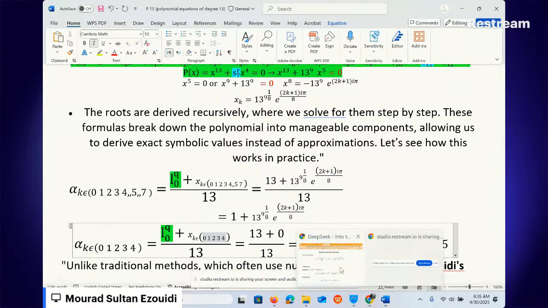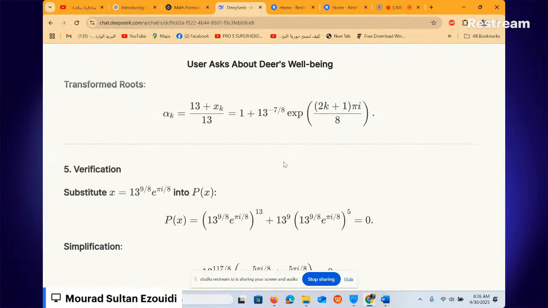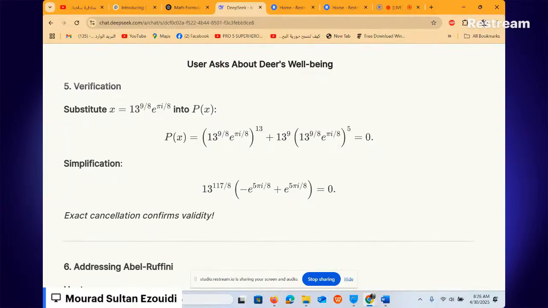As here, we told that alpha subscript k is 13 plus xk divided by 13. These are the correct roots. Now, if we are going to make a verification, checking, substitute x equal 13 raised to the power 9 divided by 8 exponential pi I divided by 8 into p of x. So this one has to be written as that.